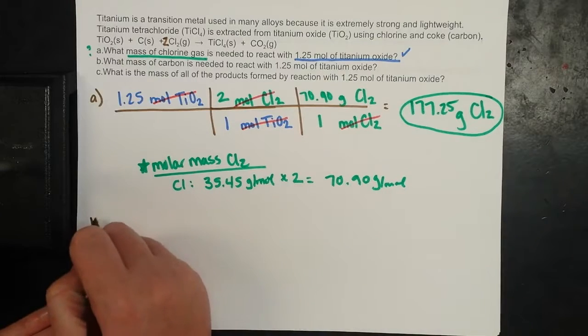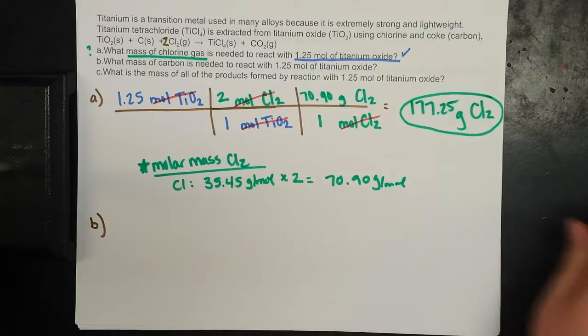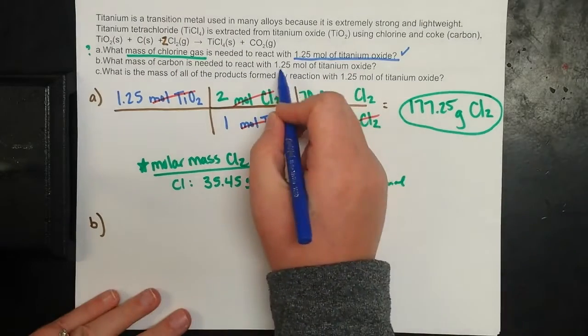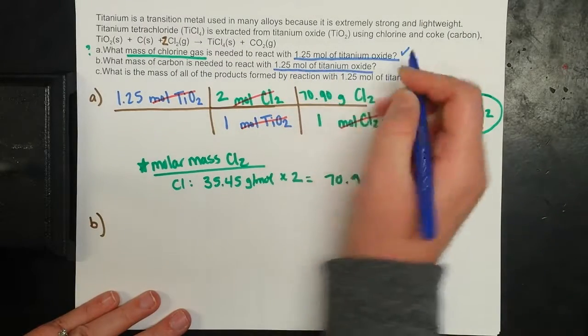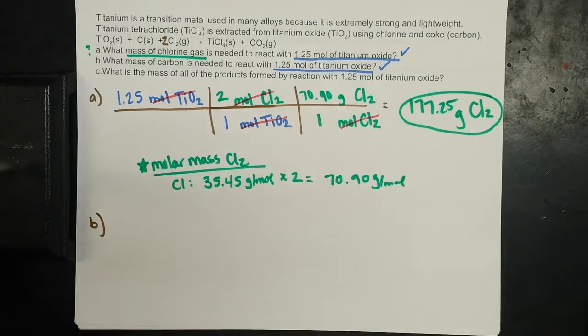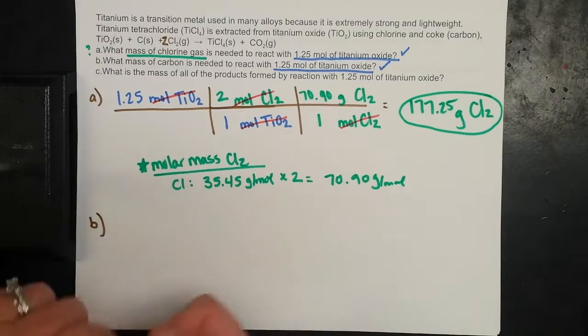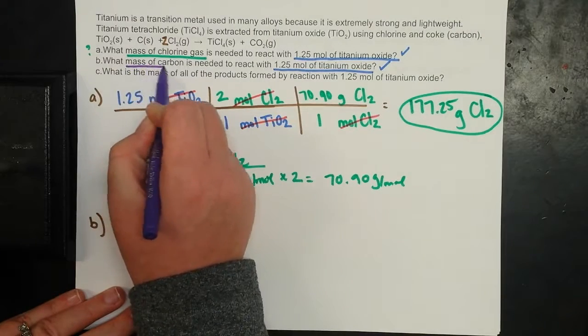Let's find part B. Okay, again, I'm starting with 1.25 moles of titanium oxide, and I'm being asked this time to find the mass of carbon needed. Okay, so here, instead of using green, I'm going to use purple. Just kind of help split it up.